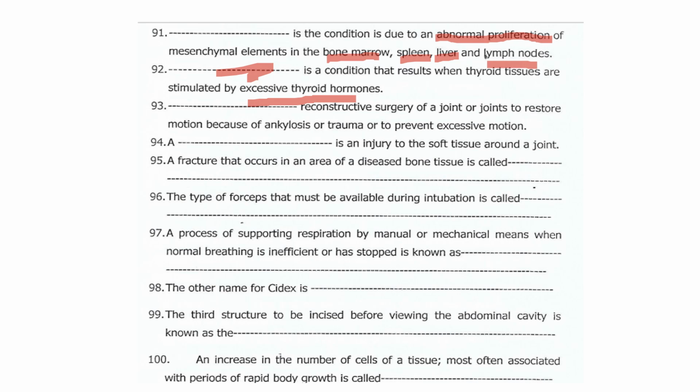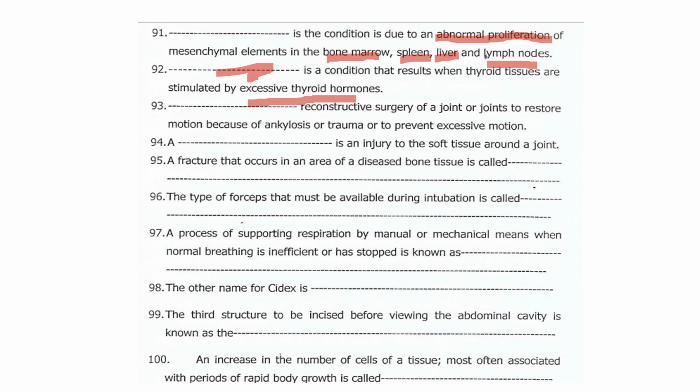Let's continue. 93. Dash, reconstructive surgery of a joint or joints to restore motion because of ankylosis or trauma, or to prevent excessive motion. That is called arthroplasty, the reconstructive surgery of a joint or joints to restore motion because of ankylosis or trauma, to prevent excessive motion, and so on and so forth. All right, let's continue.